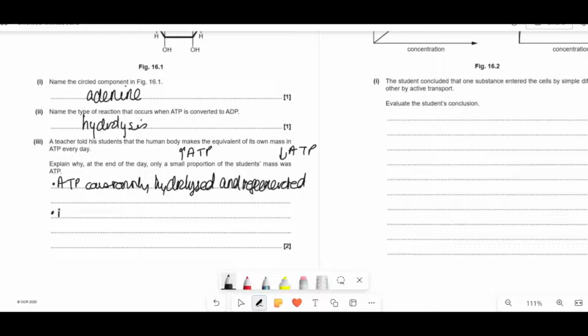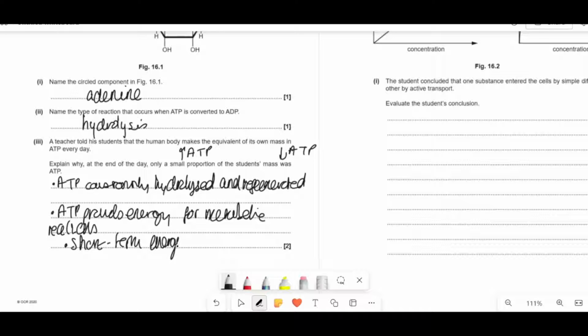It's so that ATP provides energy for metabolic reactions, whatever you fancy. And it's a short-term energy source. It's not used as a storage molecule. It's constantly being remade and broken. So they're saying that their body makes the equivalent of their own mass in ATP every day because it's constantly being broken down and made.